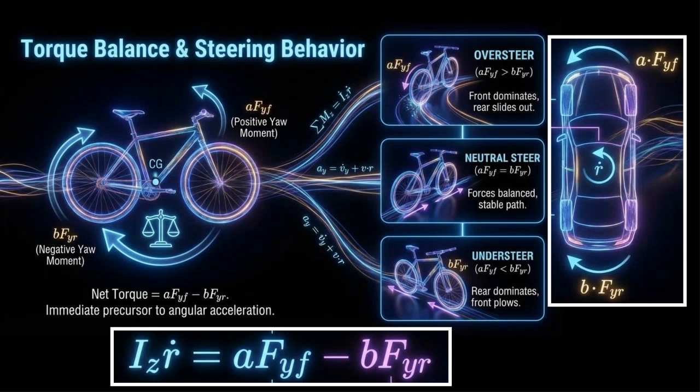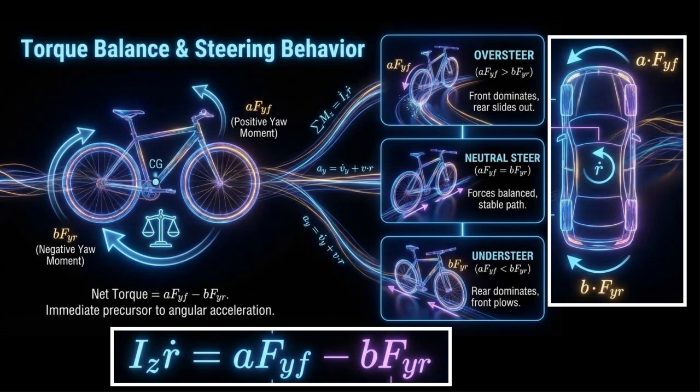The front lateral force, Fyf, pulls the vehicle nose sideways with moment arm a, generating a positive yaw moment, a times Fyf. The rear lateral force, Fyr, acts oppositely with arm b, producing a negative yaw moment, b times Fyr. The difference, a Fyf minus b Fyr, is the net torque that determines whether the car understeers, oversteers, or maintains neutral steer. This torque directly leads to angular acceleration.